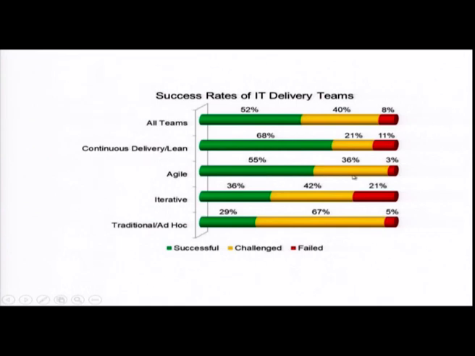Why does the other percentage look bleak? It is a serious case which we have to talk about later. Continuous delivery, lean: 70% success rate. With all teams and all varieties of things happening, we are about 50% successful. So, what is the concern here? The concern is that just by looking at the green band, we cannot say anything, because for iterative, the failure rate is phenomenal. The red is huge. That is the concern here.